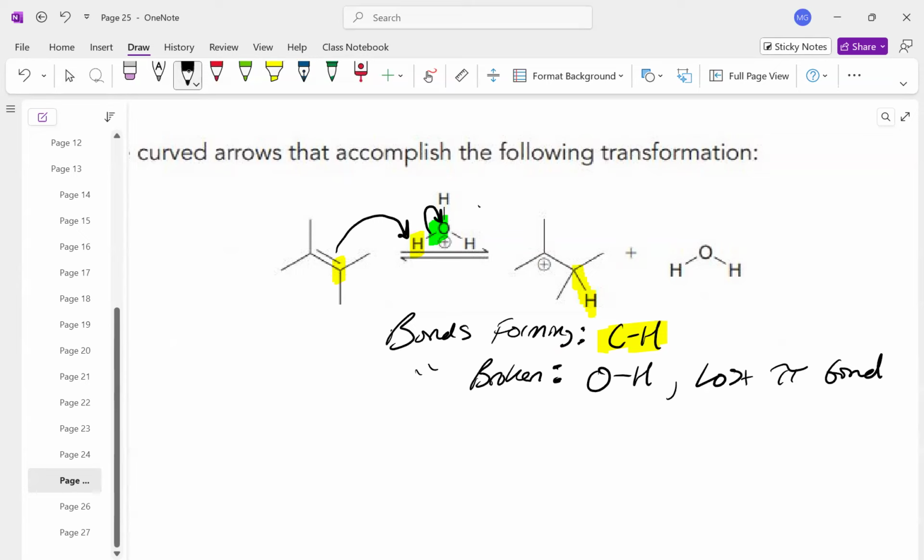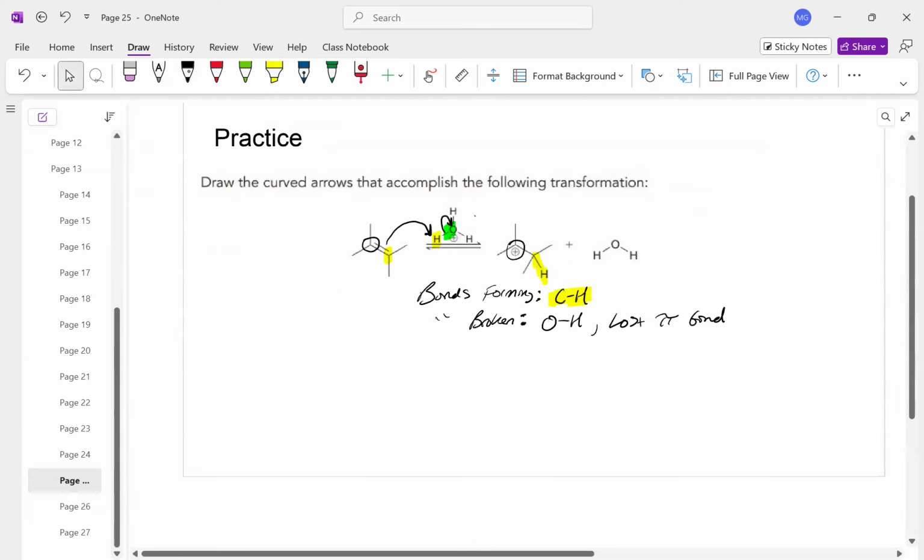Now, I do want to take a look at this positive charge. Why does that carbon develop a formal charge of +1? Well, it had a full octet before, but it lost that pi bond. In order to do this transformation, it lost that pi bond around it. And that's why it developed a formal charge of +1.